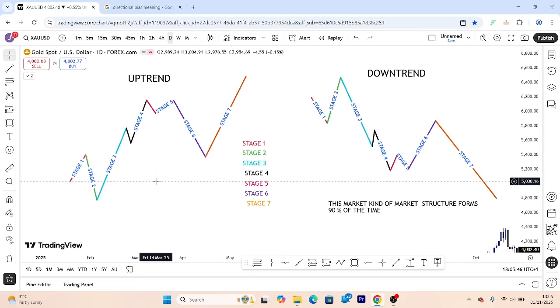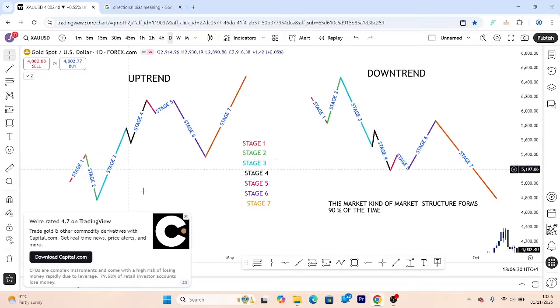Across all levels, at all time frames, whether 1 minute, 5 minutes, 15 minutes, 30 minutes, 45 minutes, 1 hour, 2 hours, 4 hours, daily, weekly, monthly, all time frames have this market structure. So your ability to identify which stage it has formed will give you the directional bias of that particular market. Right? So I painted different colors so that it's easy for you to understand this.